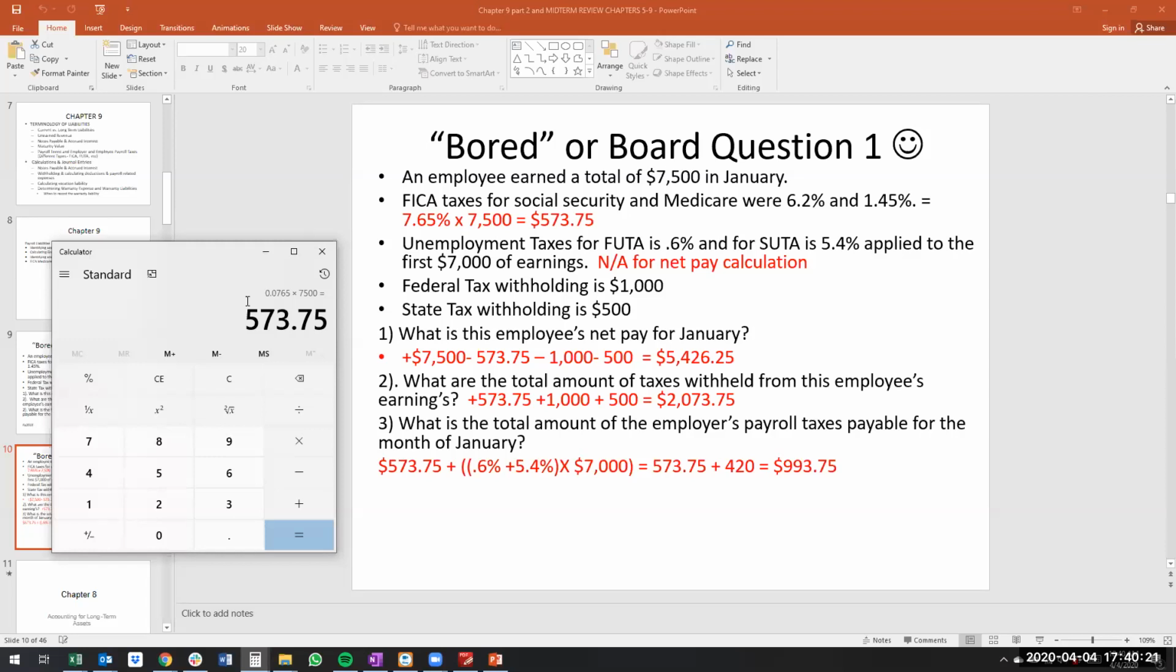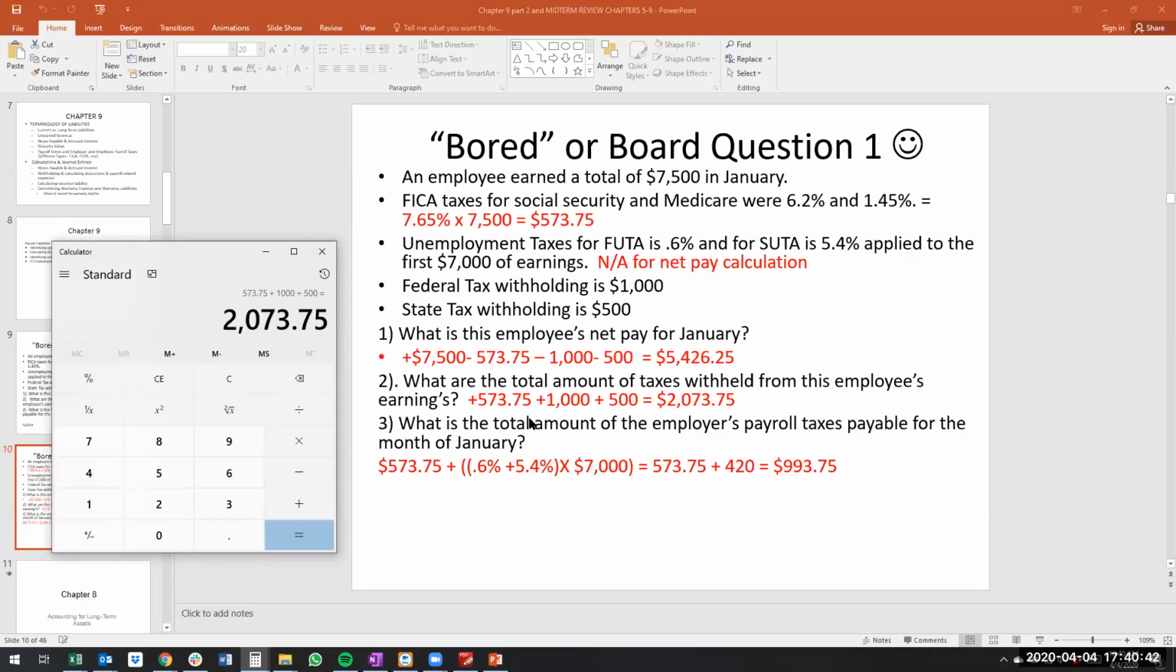So what's the net pay? We'll take the 7,500 minus the 573.75 we just calculated, minus the 1,000 of federal tax withholding, minus the 500 of state tax withholding, to get the employee's net pay. And what are the taxes withheld from the employee? It's the 573.75 plus 1,000 plus 500.